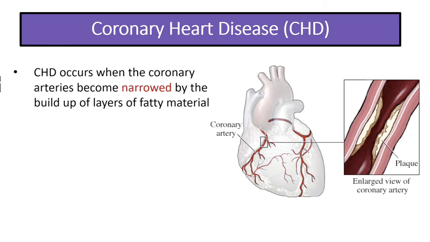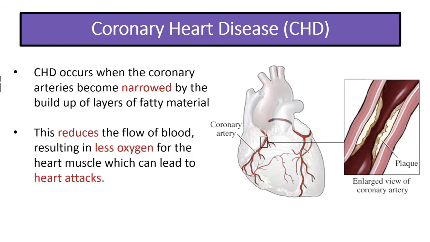So CHD occurs when the coronary arteries become narrowed by the buildup of layers of a fatty material. You can see the coronary arteries on the outside of the heart, and they supply the heart with oxygen to the cells so that the muscle can then contract. The layers of fatty material are known as plaque. This reduces the flow of blood, and it results in less oxygen for the heart muscle, which can then lead to a heart attack.